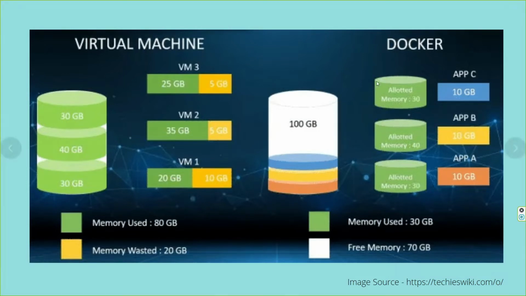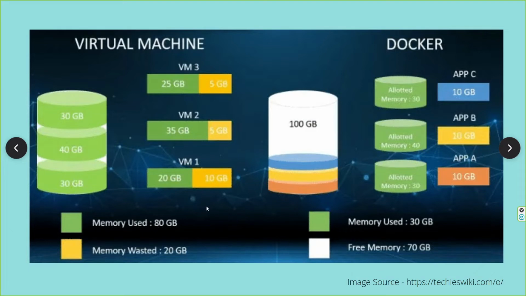The virtual machine architecture: here you can see we have 100 GB, and we have allocated our 100 GB memory to three virtual machines. In the first virtual machine, we have allocated 30 GB, 40 GB for the second one, and 30 GB again for the third one. Here, you can see that memory usage for the first virtual machine is 20 GB, 35 GB for the second virtual machine, and 25 GB for the third virtual machine.